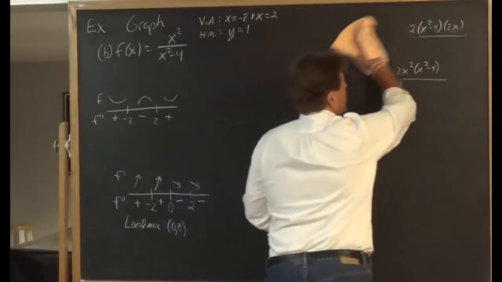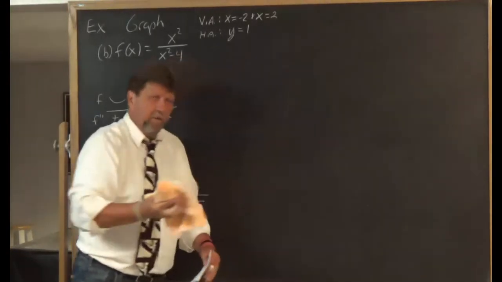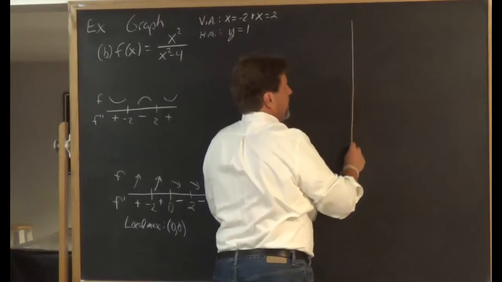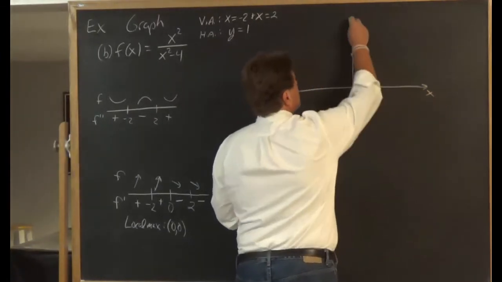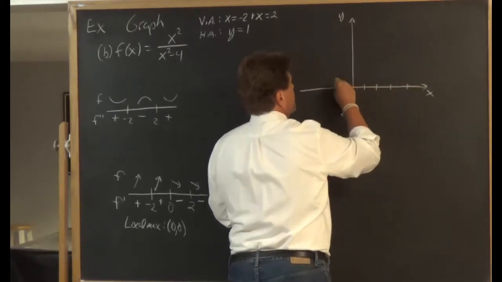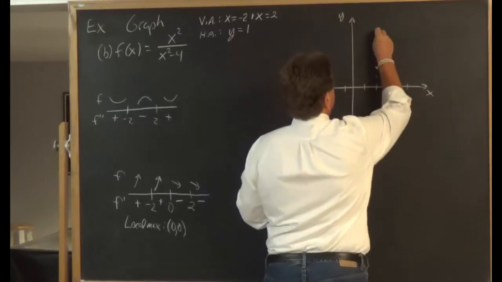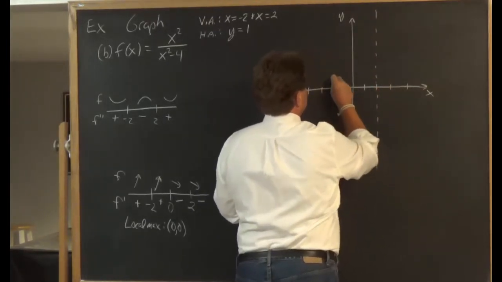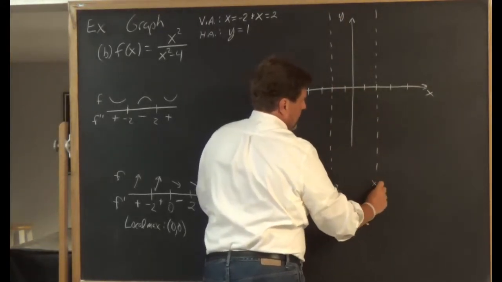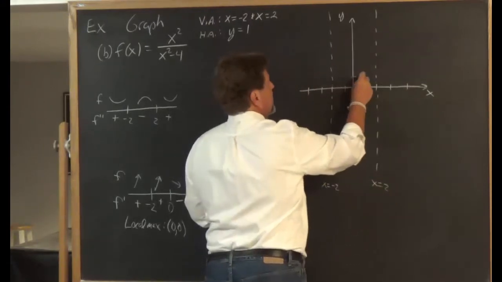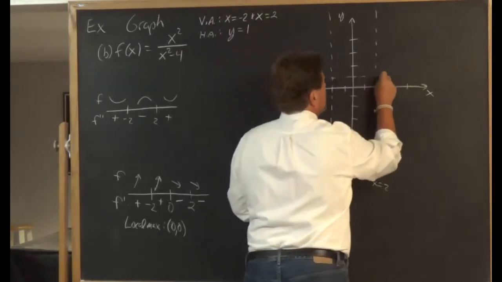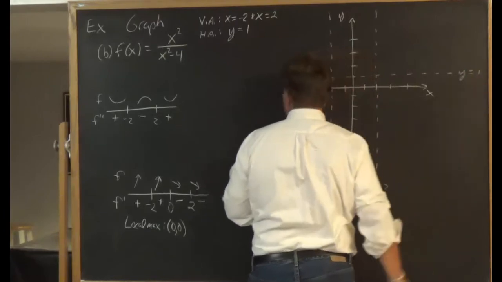And you might be thinking, what are you talking about, Bill? You only have 1 point. How can you sketch a graph with only 1 point? Well, it's because of all that wonderful calculus. First off, we know there are vertical asymptotes at 2 and -2. So let me sketch in the vertical asymptotes, -2 and 2. We know there's a horizontal asymptote at y = 1. So let me sketch that in.